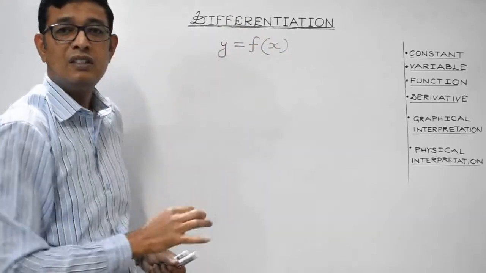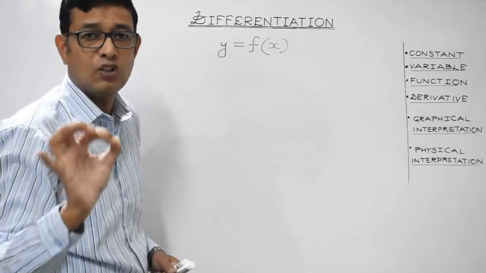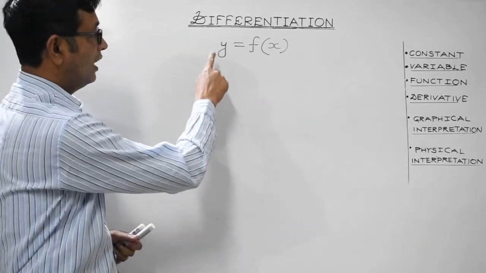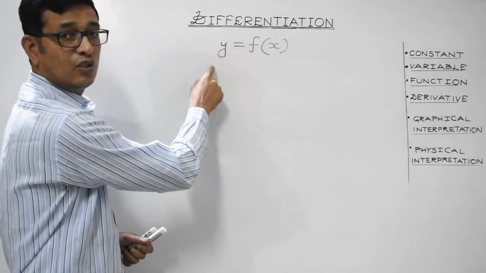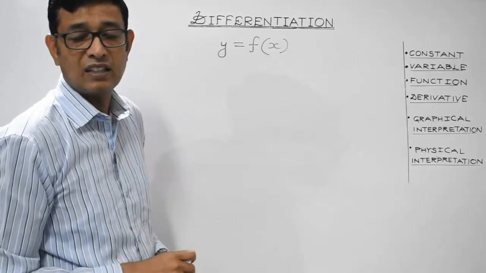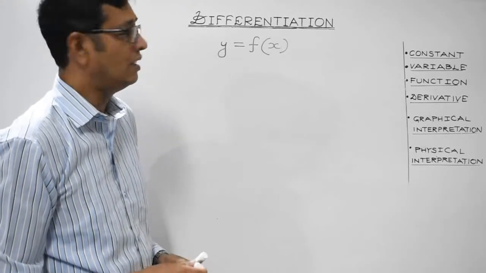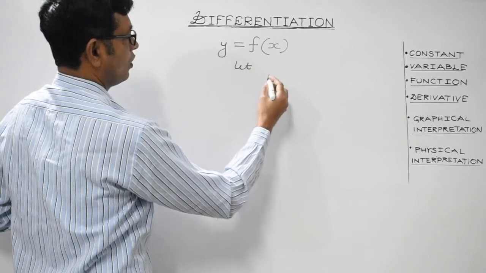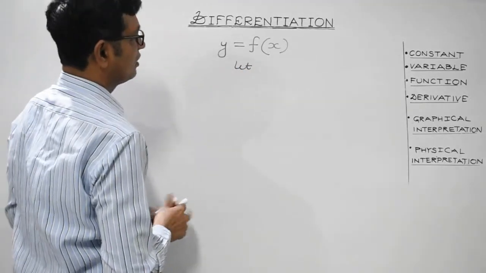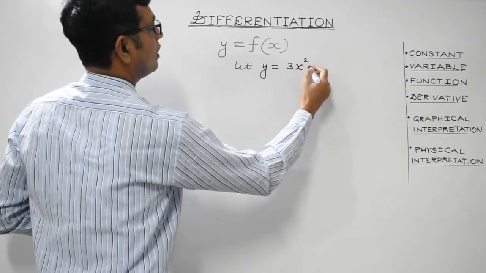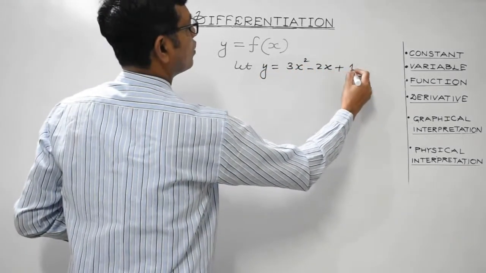So for any value of x, y will have a definite particular value. So that is the reason why the value of y depends on x, and that is the reason why y is known as a dependent variable. It is known as a dependent variable, right? Again, let's take some example. Let us consider y is equal to 3x square minus 2x plus 1.